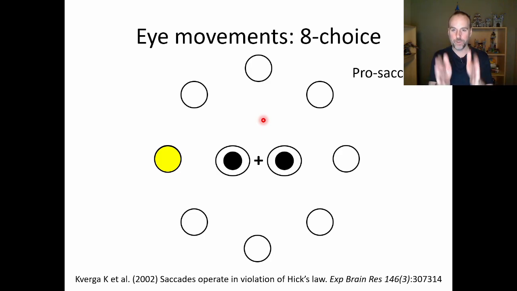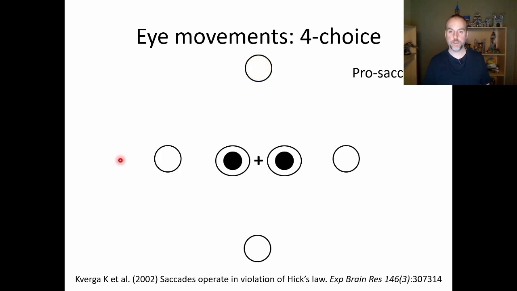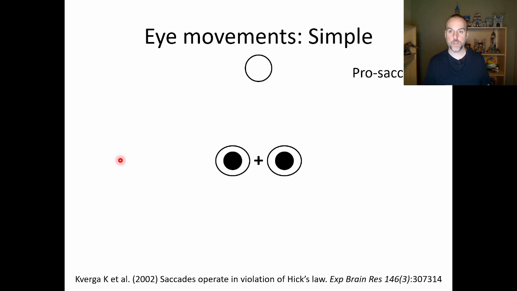When your eye goes from one location to another, I try to do it without moving my head, that is a saccade. More specifically, we're going to call these prosaccades because you're looking towards the target location. So here's 8-choice, stimulus. One of the 8 lights turns on and you look at it. They, of course, tested 4-choice, just 4 lights, 2-choice, and even simple reaction time.